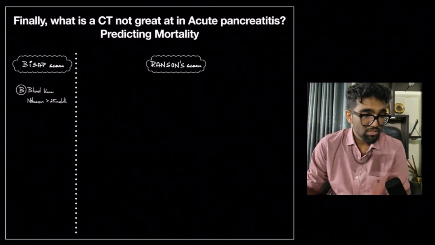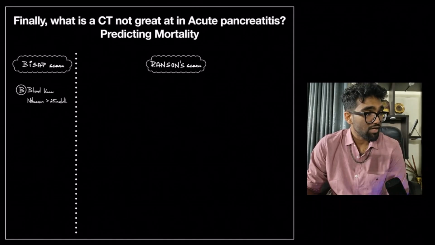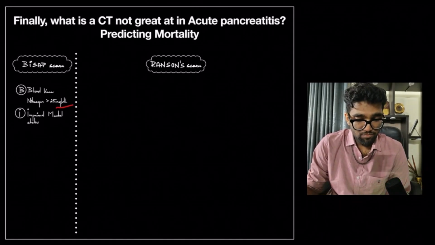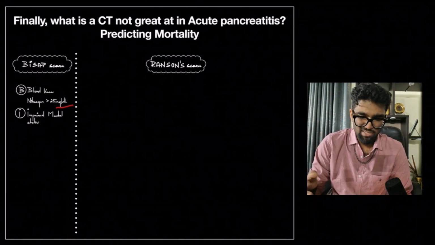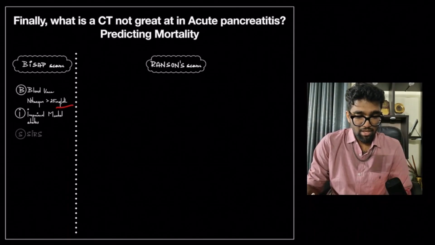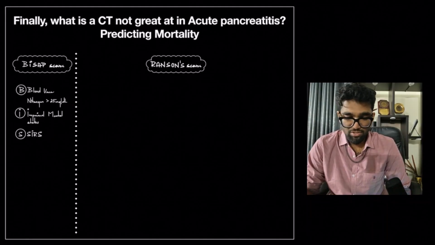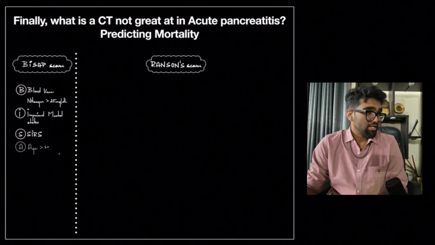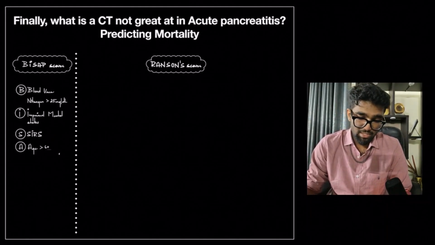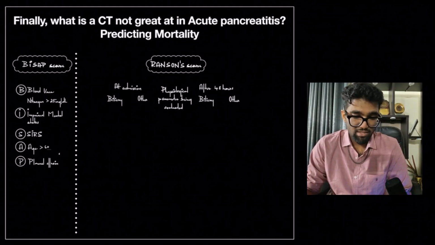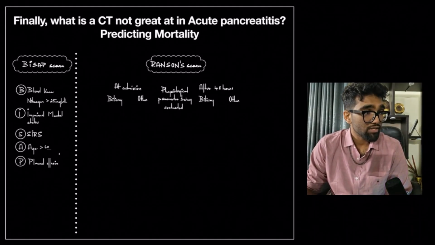BISAP is an acronym: B for blood urea nitrogen, with a cutoff of more than 25 milligram per deciliter. I stands for impaired mental status, that means altered mental status. S stands for the presence of SIRS, and this is the same classical definition of SIRS that is used generally. A stands for age more than 60 years. P stands for pleural effusion. So these are the five parameters that are taken into account in the case of BISAP.